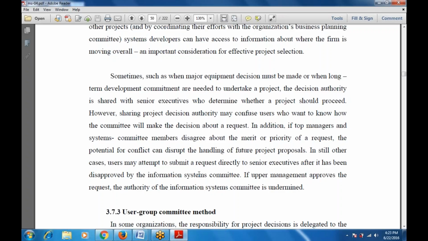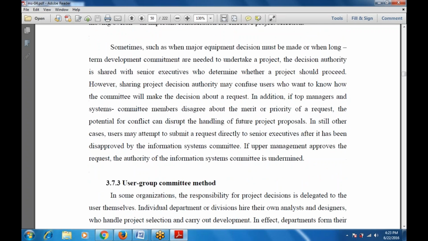In still other cases, users may attempt to submit a request directly to the senior executives after it has been approved by the information system committee. But if it is approved by the system managers or the upper management, that means it is valid. So give the priority to the information system committee.